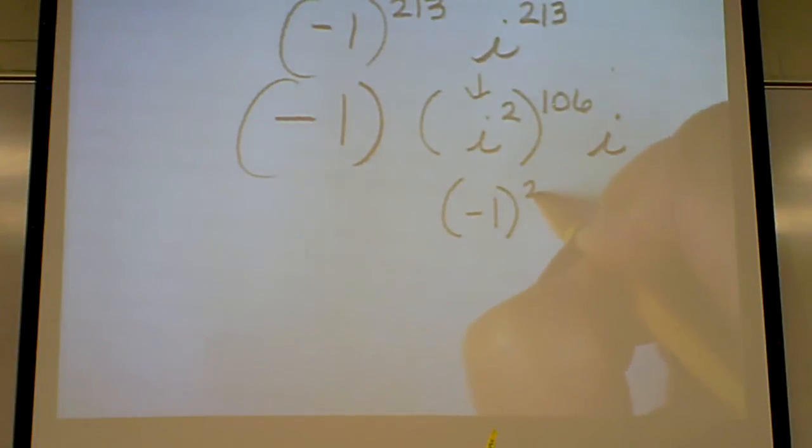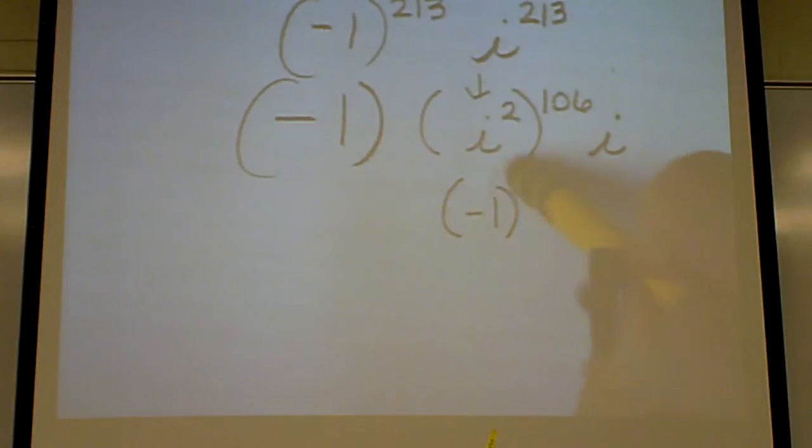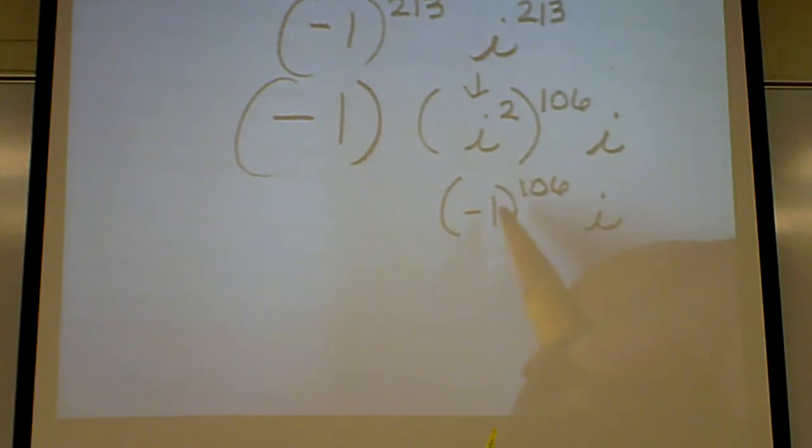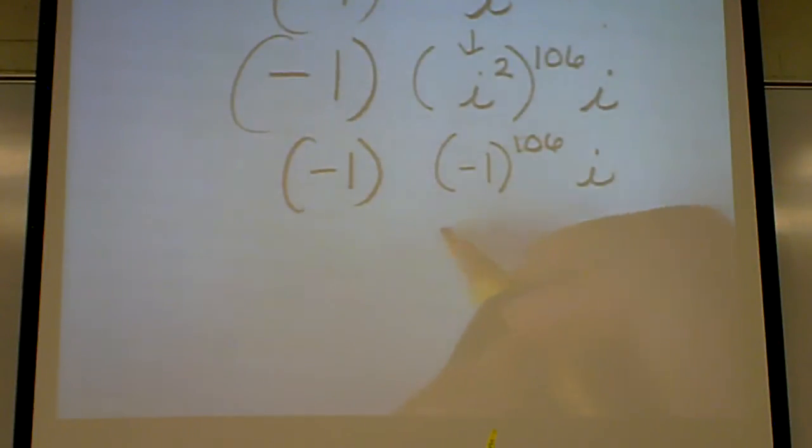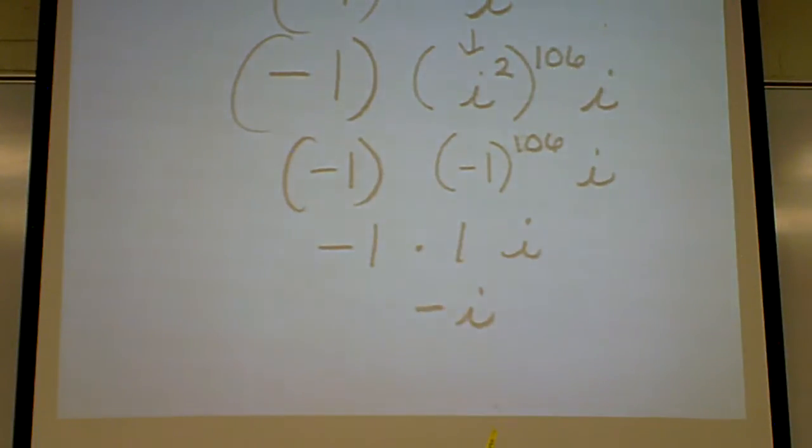Negative 1. And a negative 1 to an even power is what? This is going to be a positive 1. And don't forget you have your negative 1 here. So what you have here is negative 1 times 1 times i. All of this is just negative i. You get that?